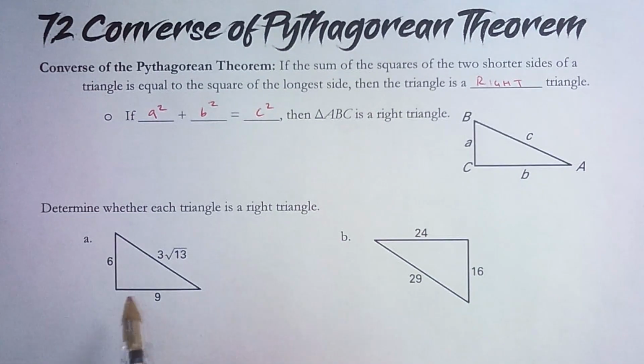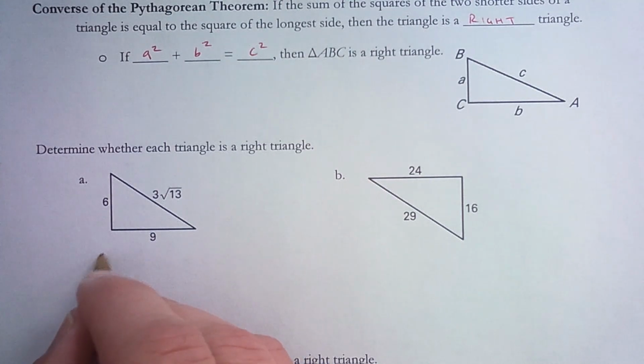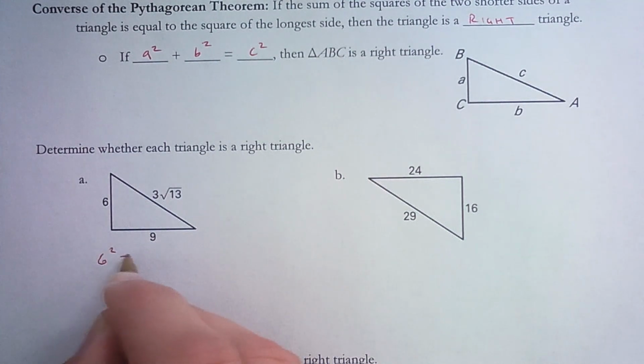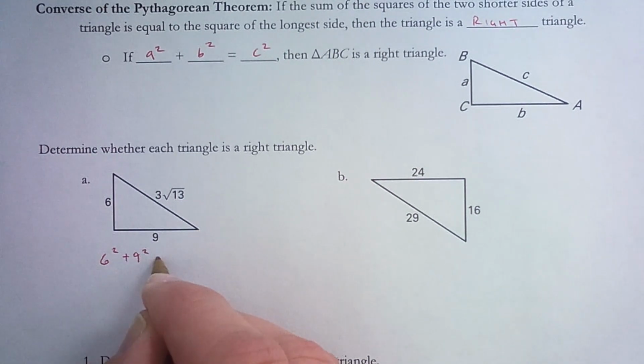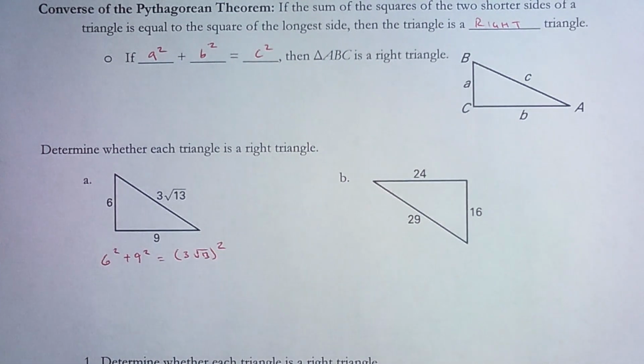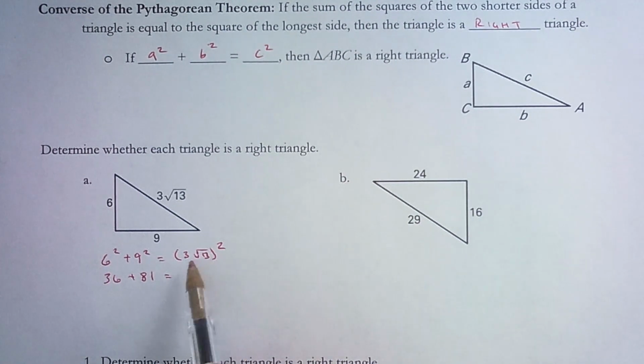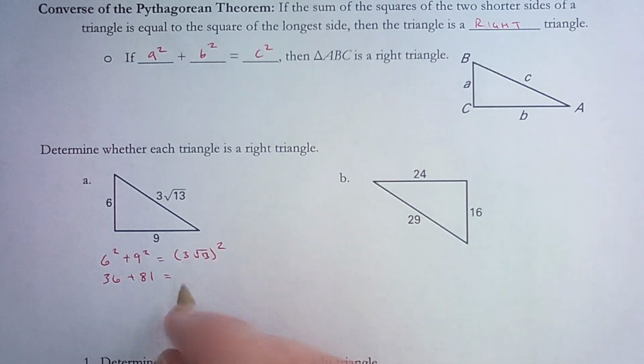Okay, so we want to determine whether this is a right triangle. So to find out, we check to see whether 6 squared plus 9 squared is equal to 3 times the square root of 13 squared. So that would be 36 plus 81 is equal to 3 times the square root of 13. This is just one single term because there's not a plus or a minus between these, so I can just square both parts. So 3 squared is 9. The square root of 13 squared is 13.